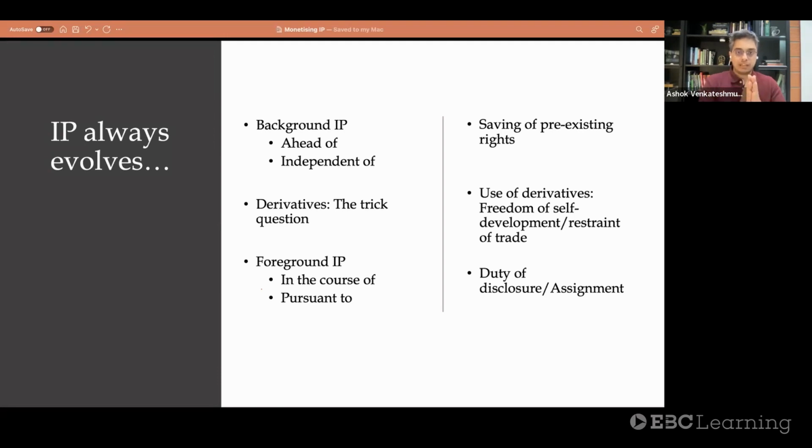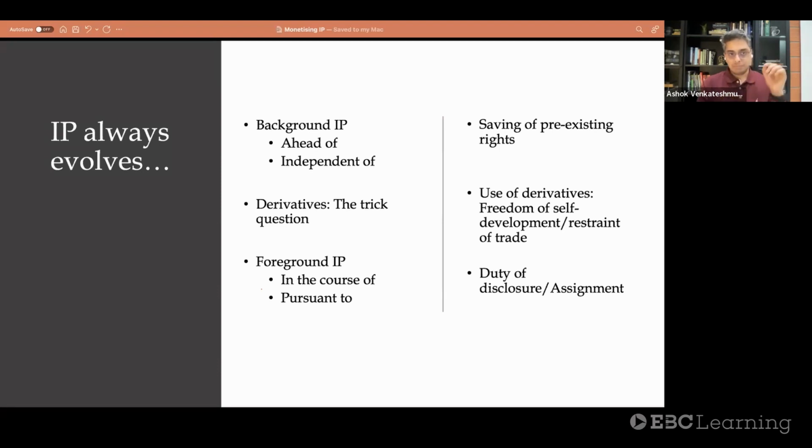Now, you will have to set out in the agreement what happens to the background IP in terms of its ownership and what happens to the foreground IP. Typically, this is done by saving pre-existing rights in respect of background IP. And for foreground IP, you stipulate a duty of disclosure. And if the idea is that the foreground IP will also be owned by the licensor or whoever else it is, then you make sure that there are corresponding clauses for transfer of IP rights.